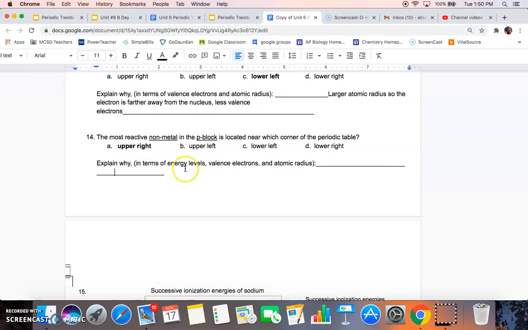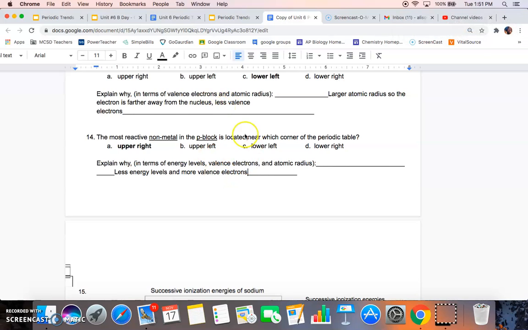So, in terms of energy levels and atomic radius, those kind of go together in the same way. As I go up, I have fewer of those energy levels, which means my electrons get closer and closer to the nucleus. And I have more valence electrons as I move to the right. So if I have fewer energy levels and more valence electrons, meaning they're really tightly pulled to the nucleus, it's going to make those ones in the upper right-hand corner a lot easier to gain that electron.